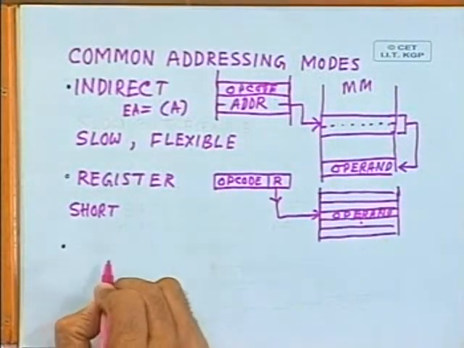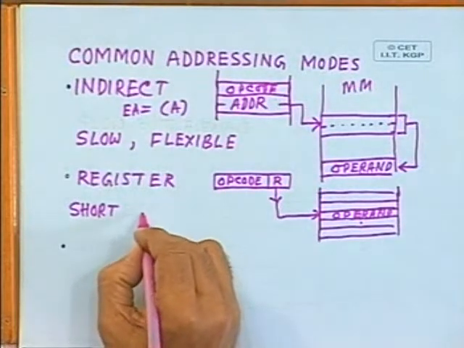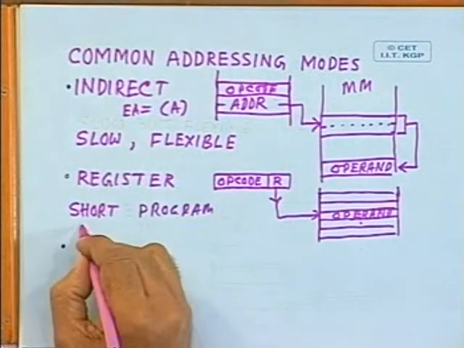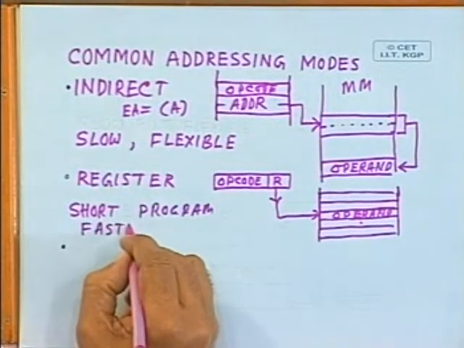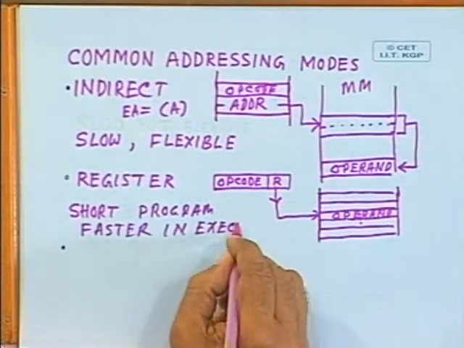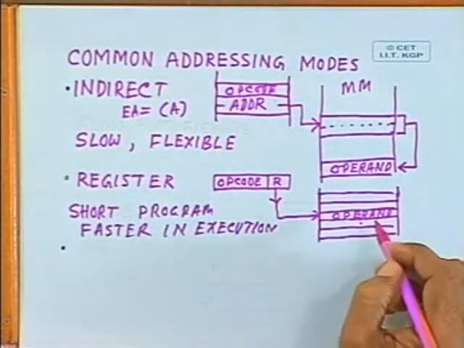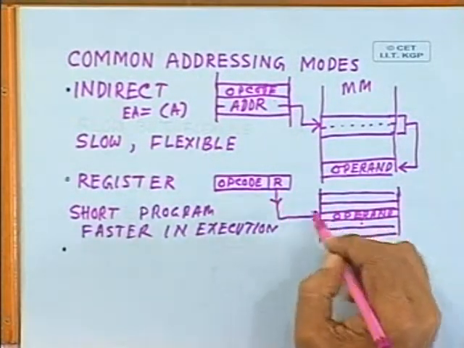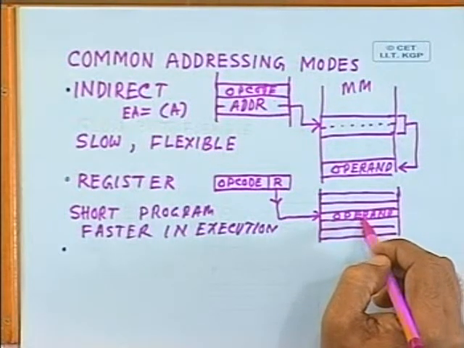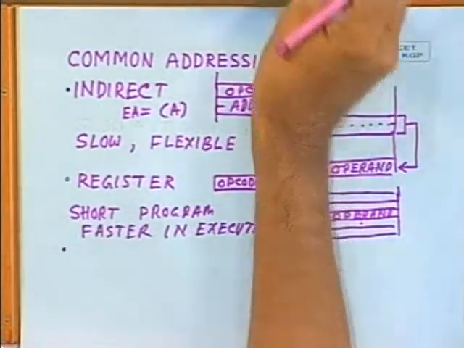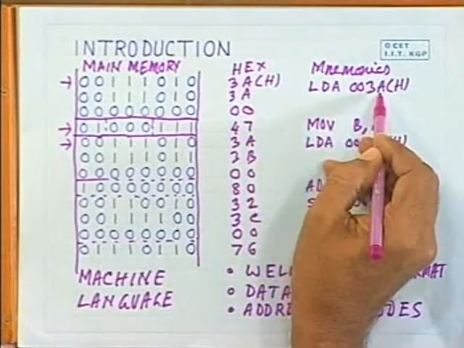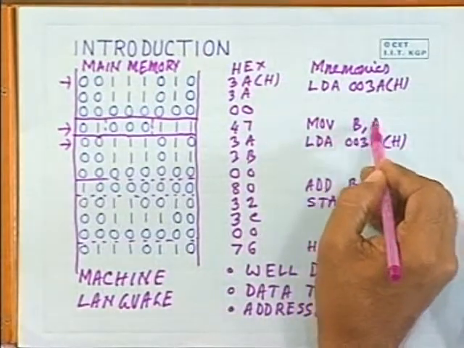So it is short. It allows you to write short programs, and it is faster in execution. However, one limitation is that you have to transfer that operand beforehand to the register, as we have done in this particular case. For example, this operand was initially transferred to the accumulator, only then you are able to perform register operation.